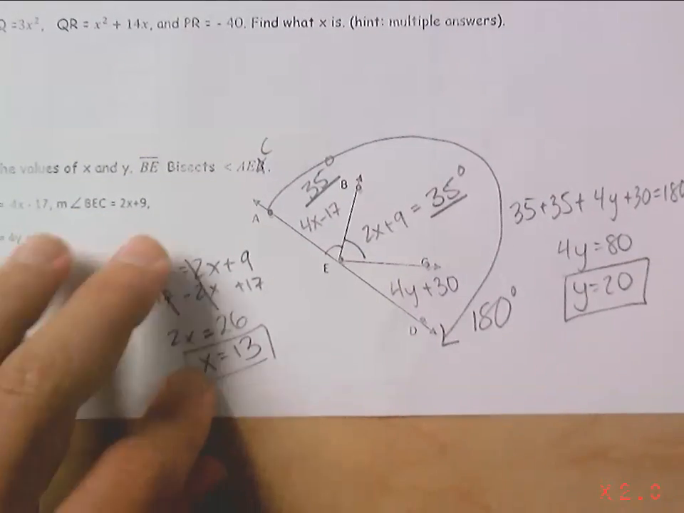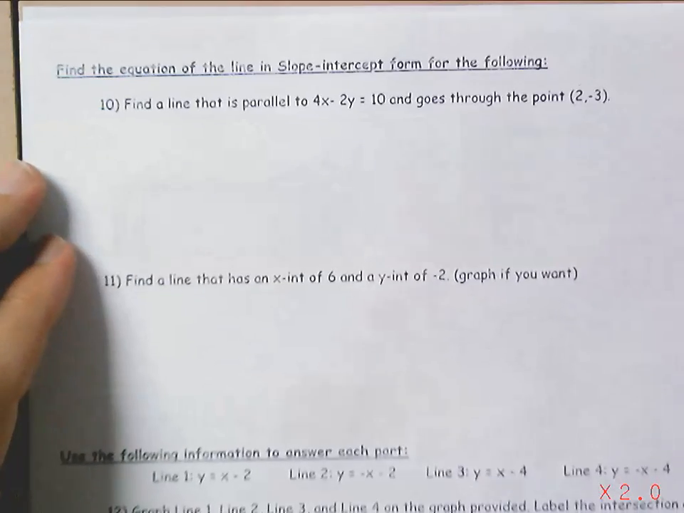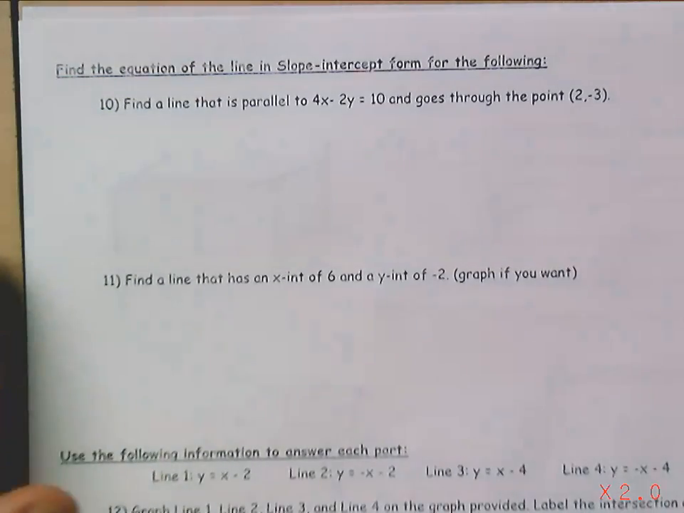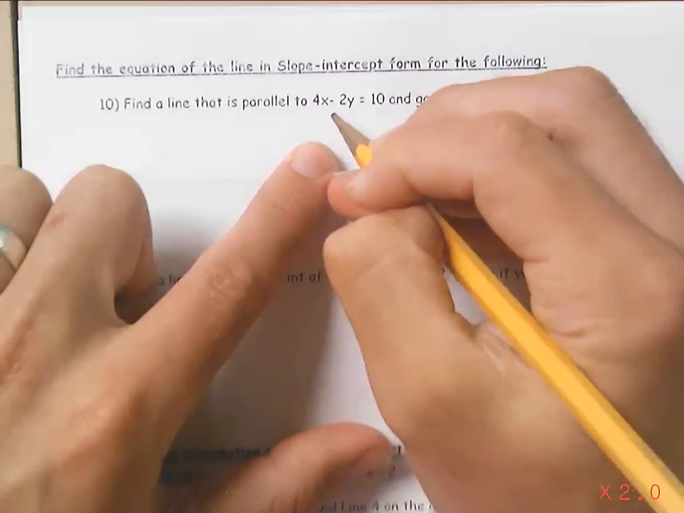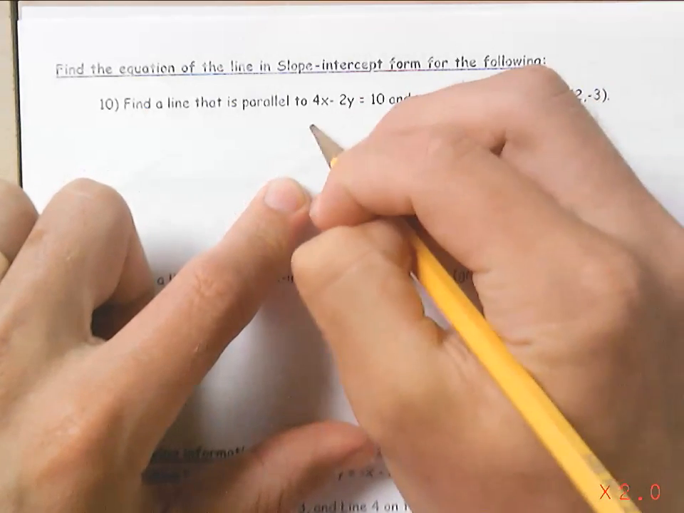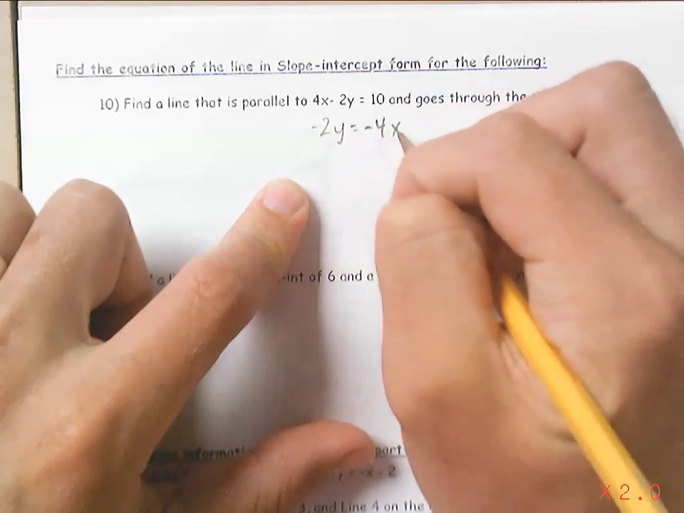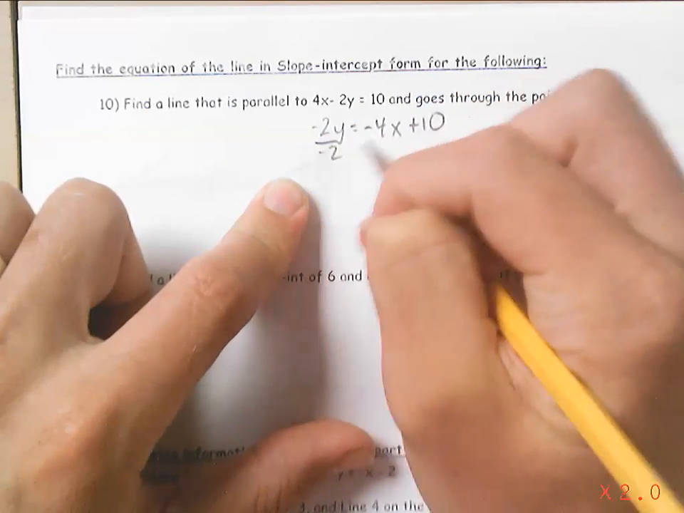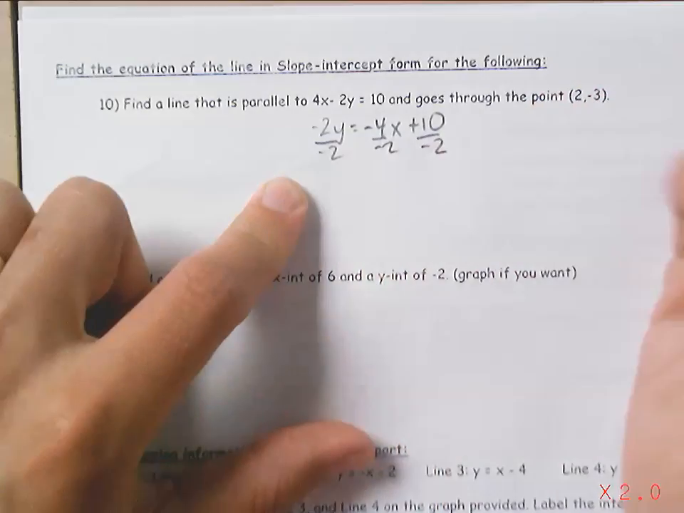Number 9, we got a nice little picture here. It says BC is bisecting this angle right here. So take a second to soak that in. Hopefully you paused the video. If not, pause it now. It bisects, which means these two angles are congruent.